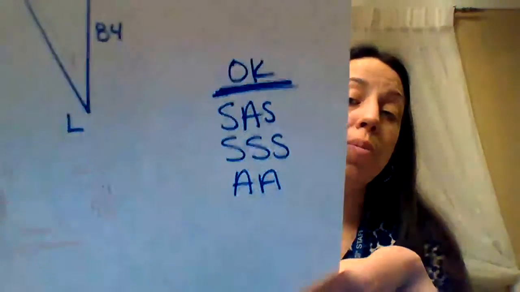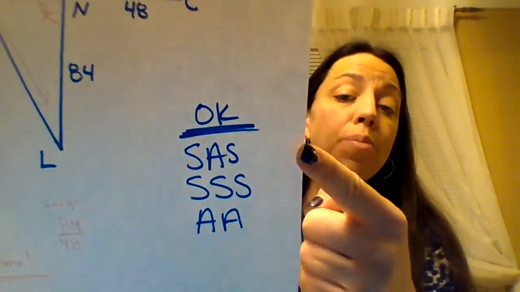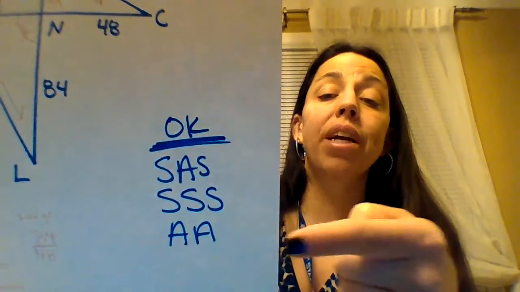As a reminder, there are actually 3 ways you could list it right there. You could have side, angle, side, which is the one we just got. You could have side, side, side, or you could have angle, angle. These are the 3 for when you're doing this part of the homework. Those are the 3 that would be okay to use: side, angle, side similarity, side, side, side similarity, or angle, angle similarity.